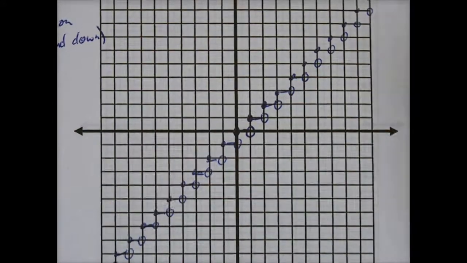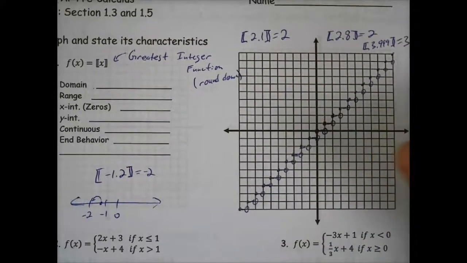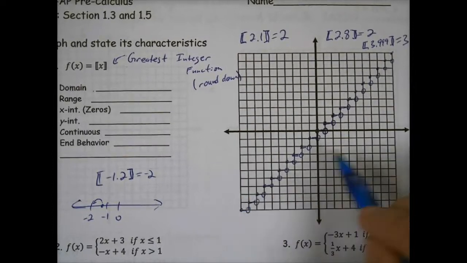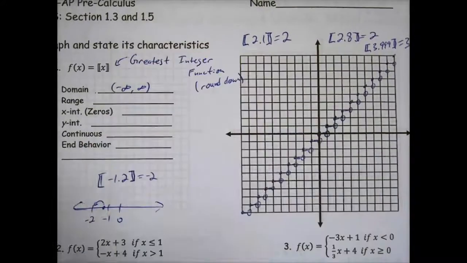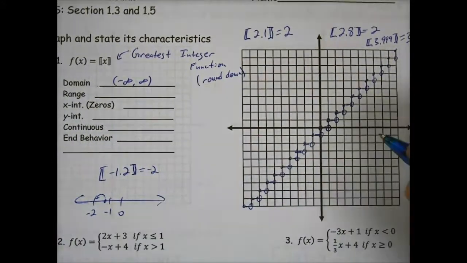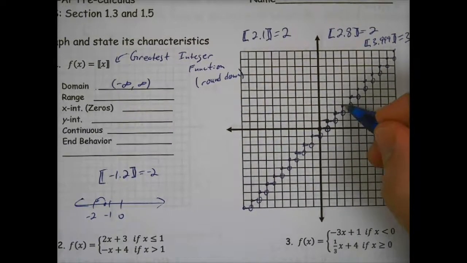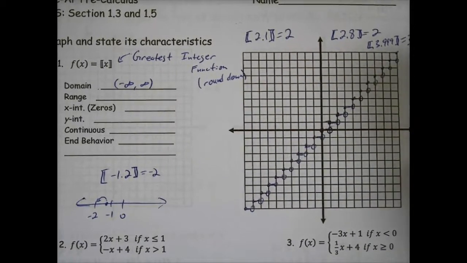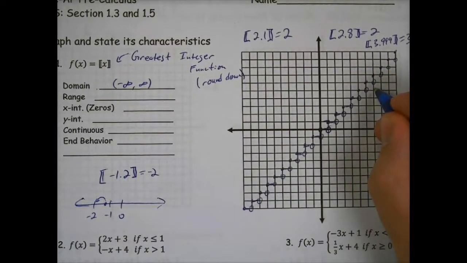All right, let's talk about our characteristics. So the domain of this, remember the domain is just our x values that are included in our graph. Well, it goes left forever, so my least x value is negative infinity. Goes right forever, my most x value is infinity. So this is going from negative infinity to infinity. The range is a little bit weird, but it's not too bad. 0 is in my range, 1 is in my range, 2, 3, 4, 5 are in my range. But nothing in between. Since it's the greatest integer function, it has to round down, so everything that's in my range is an integer.